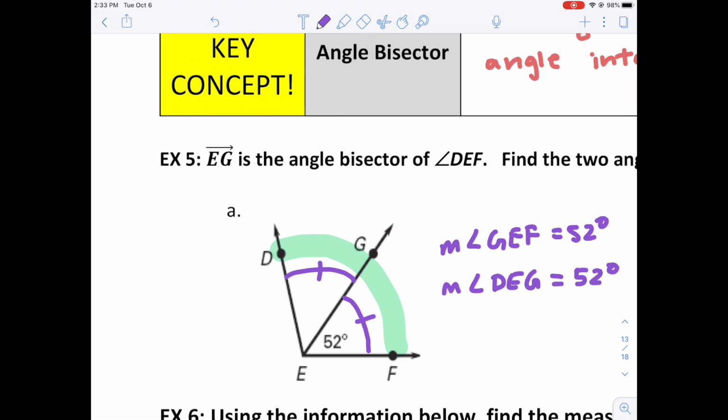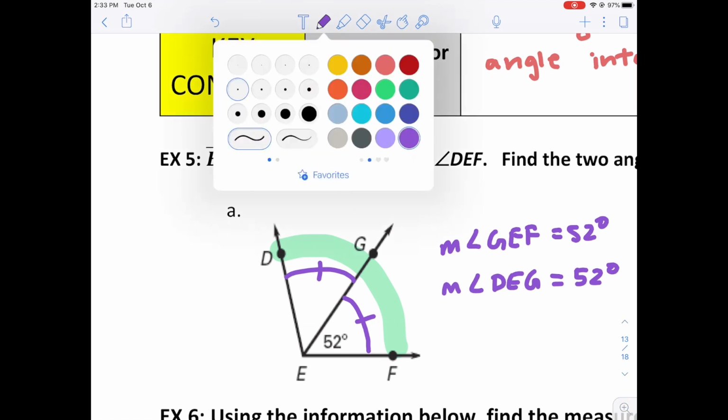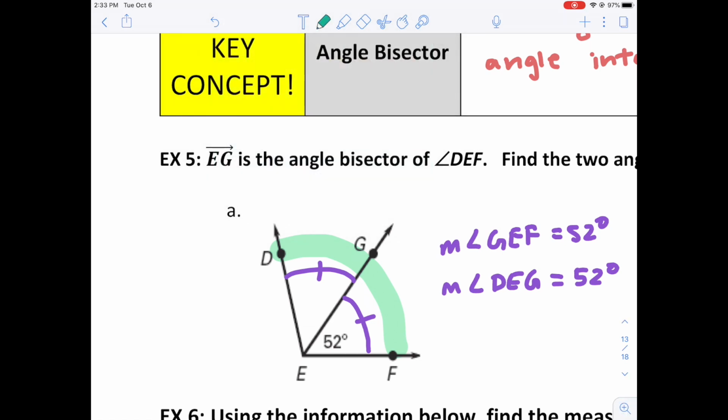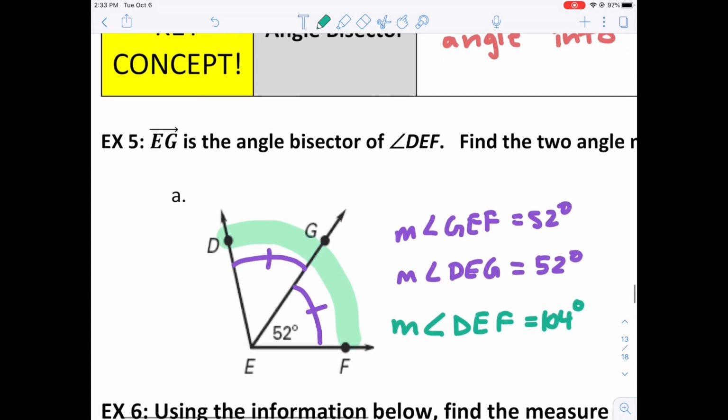If I wanted to find the total, I can use that angle addition postulate, add up the 2 parts, and I will get the measure of the whole angle, so measure of angle DEF rather, and that's going to be 104 degrees. Measure of angle DEF is 104 degrees.